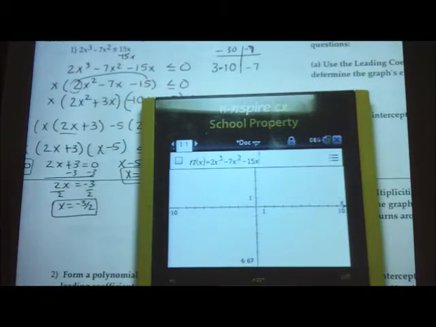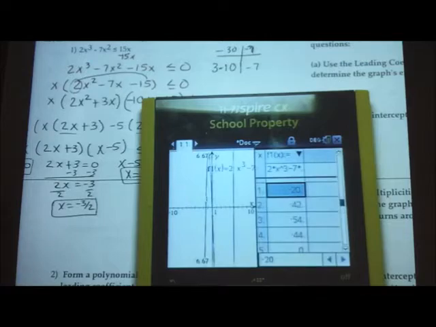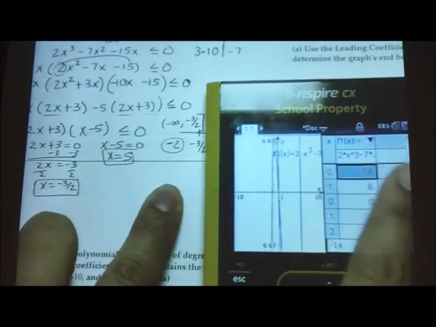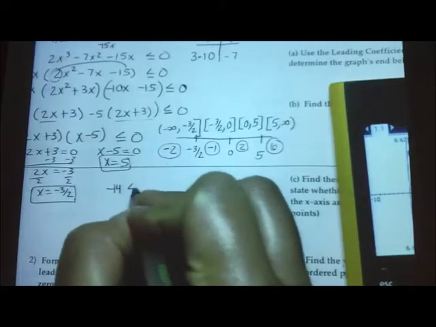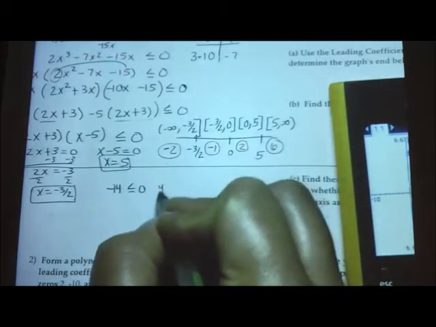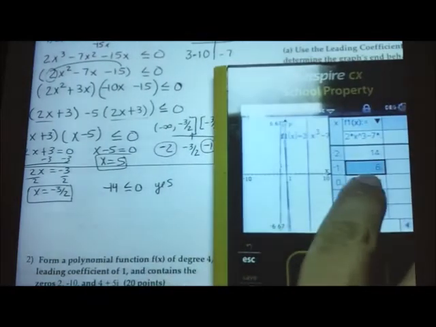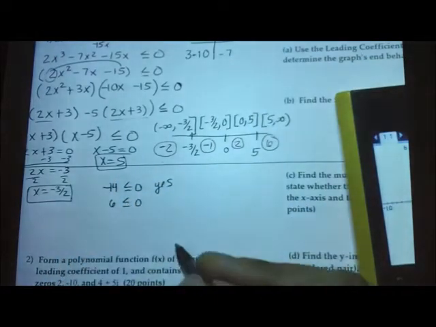So when I do that, I'm going to go to the table. I care less what it looks like. At, what was my test point? At -2, what did I get? So the question is, is negative 14 less than or equal to 0? The answer is yes. Then what's my next test point? -1. -1 would have given me what? A 6. Is 6 less than or equal to 0?